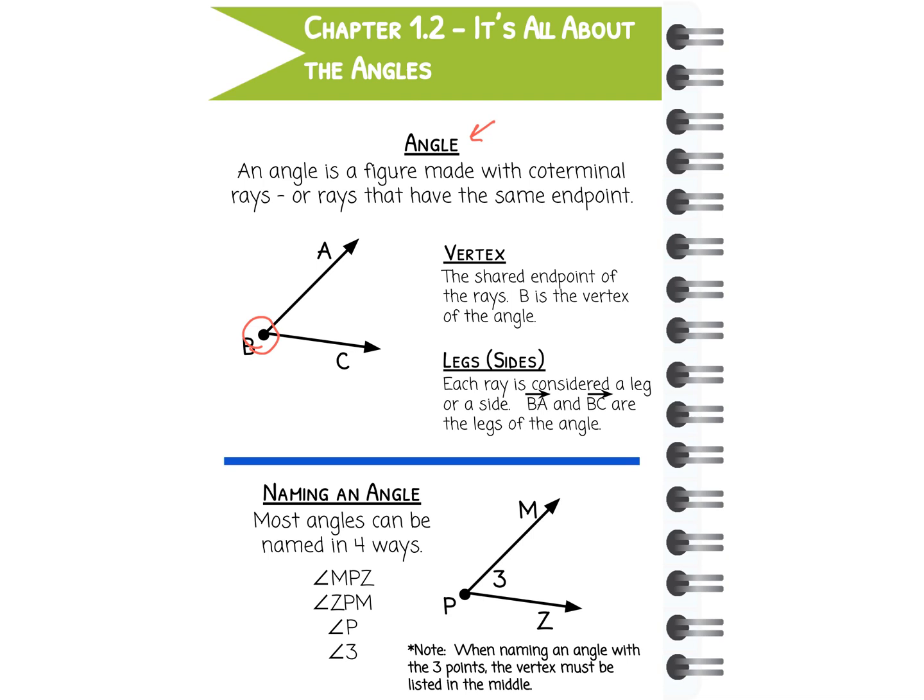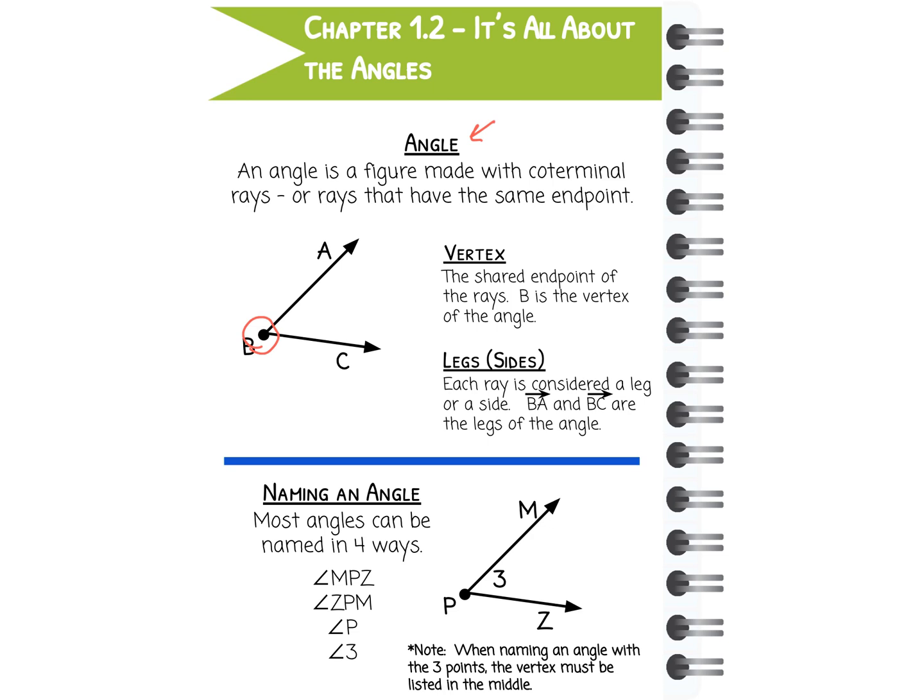To name an angle, there are four different ways in this case. The first way is you use all 3 points, but what's key is that the vertex has to be the middle letter listed. So I could name it MPZ, or I could reverse it and do ZPM. It doesn't matter which ray you name first, but the vertex has to be listed in the center. I could also name it angle P just by its vertex, and there's an exception to that. We'll talk about that in a second. And sometimes they put numbers on the inside of the angle, and we could just name it angle 3.